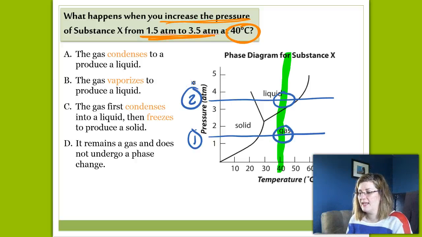When we went to 3.5, did the gas condense to produce a liquid? Did it vaporize to produce a liquid? Did it condense into a liquid, then freeze to produce a solid? Or did it remain a gas and did not undergo a phase change?